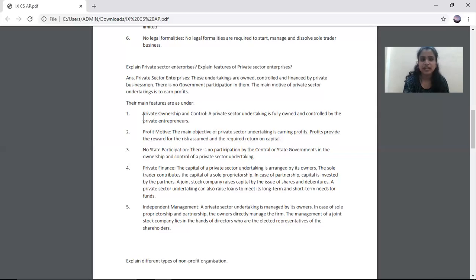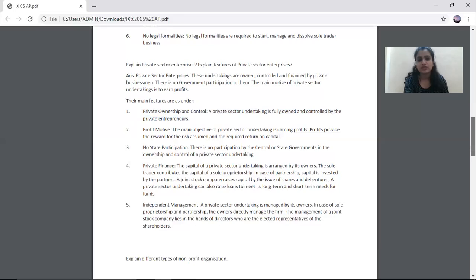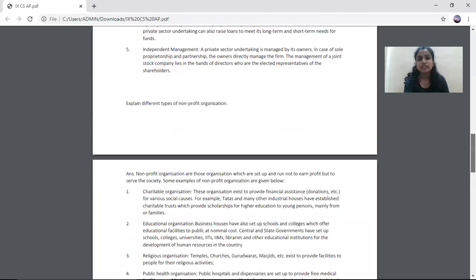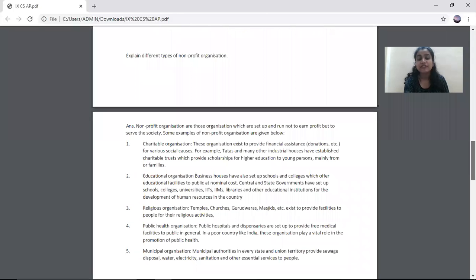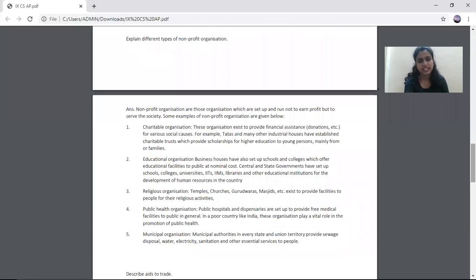So this is the heading, private ownership and control, and this is its respective explanation. Likewise, for 5 marks, 5 points: 5 header points and explanations to those 5 header points. Now question 3a, explain different types of non-profit organizations. You can directly start with 'the different types of non-profit organizations are', and then start writing your answer.